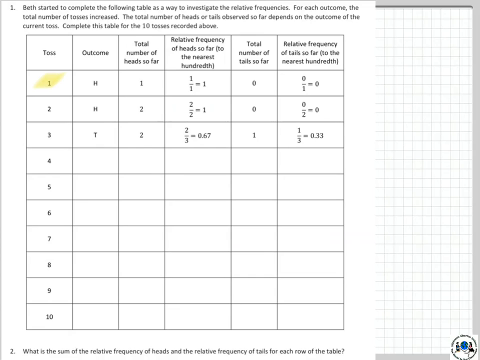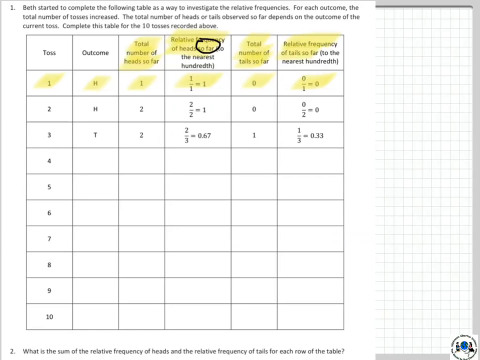Here's toss number 1. It was a heads. Total number of heads so far is 1. And then the relative frequency of heads so far, to the nearest hundredth. At this point, it's 1 over 1, or 1, because there was 1 toss and 1 heads. Tails, 0. I guess we aren't fixated on heads yet; we are doing tails as well. So here's tails, there's 0. Therefore, relative frequency of tails so far is 0.